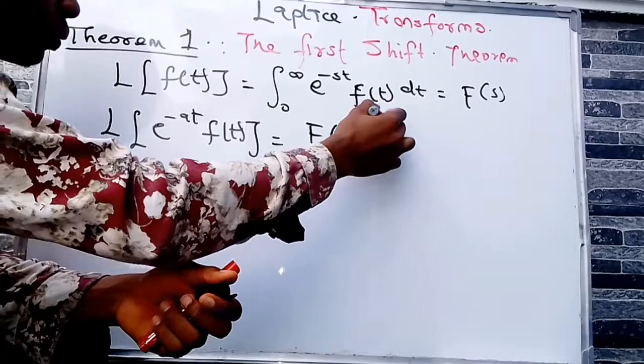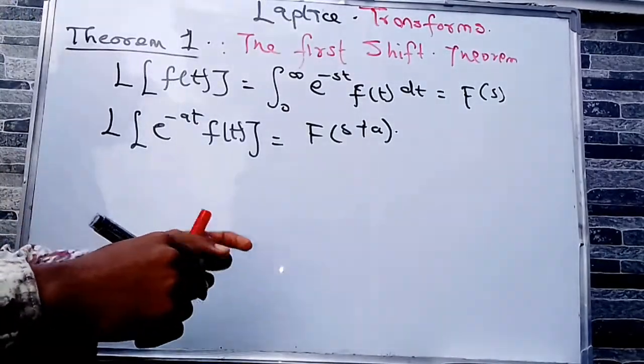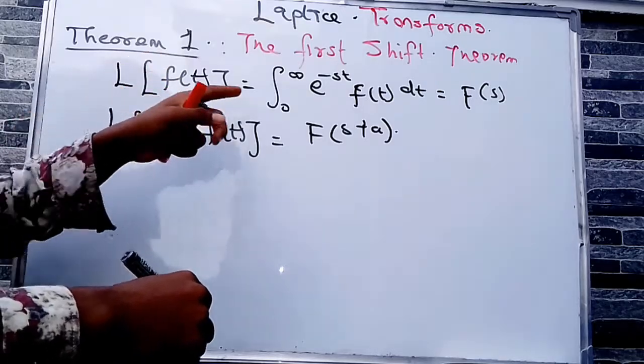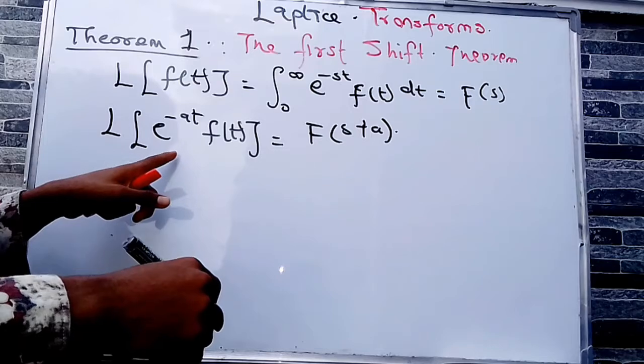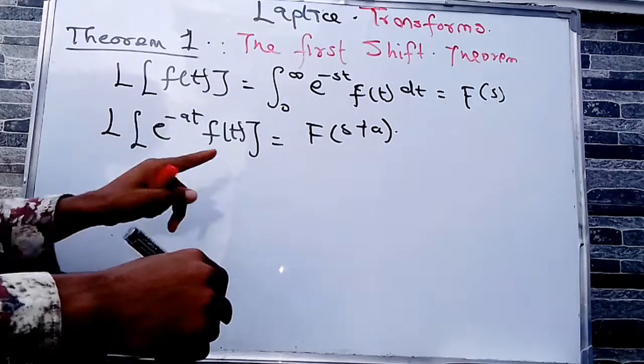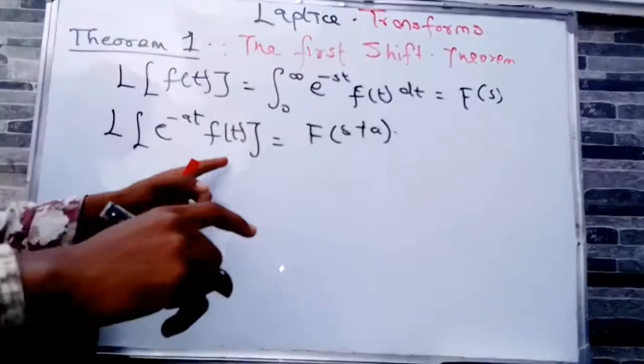plus a. So this is basically what the theorem is talking about: if the Laplace of a function of t gives us a function of s, then the Laplace of multiplying this function of t by another function, e to the minus at, will give us a function of s plus a. So now let's prove this.